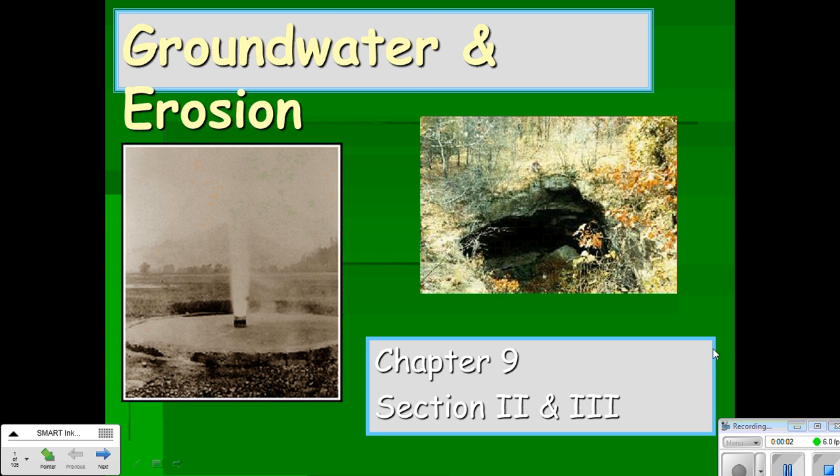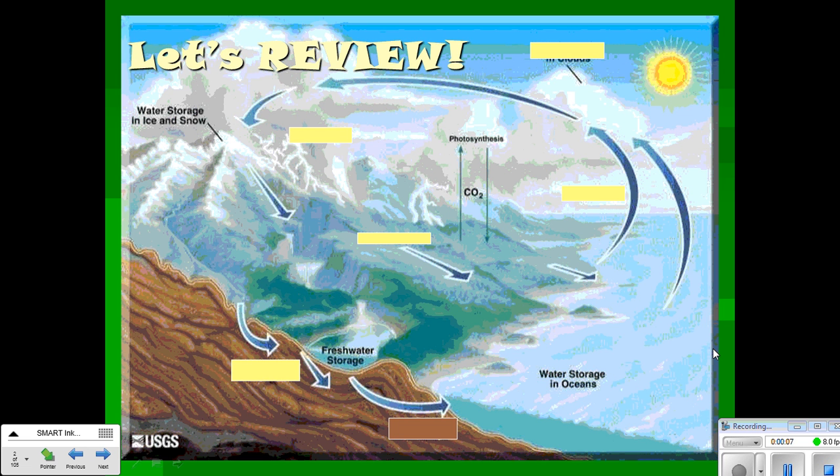The groundwater notes. Doing a little bit of a review just with the water cycle. You've got some boxes that you need to fill in on your notes.